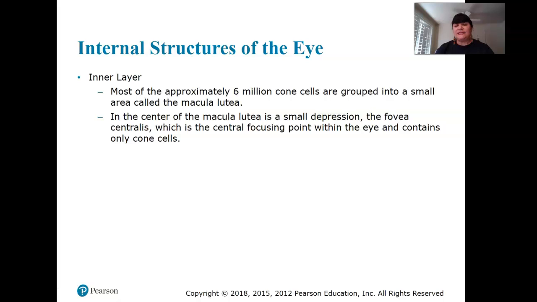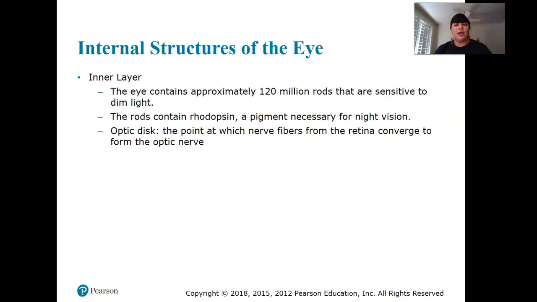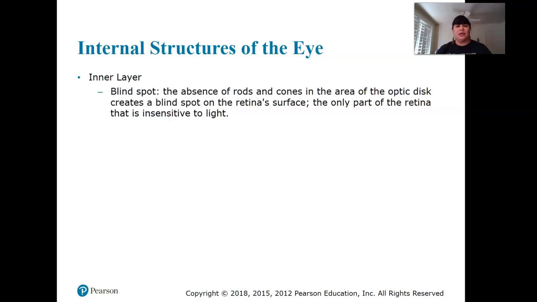Inner layer, 6 million cone cells. Cone, think CC. Cones are for color. So the cones are for color vision. The rods are for black and white vision. 120 million rods, rhodopsin, it's a pigment. This is not a physiology class. If it was a physiology class, we would get into how you actually physically see, what's actually happening.